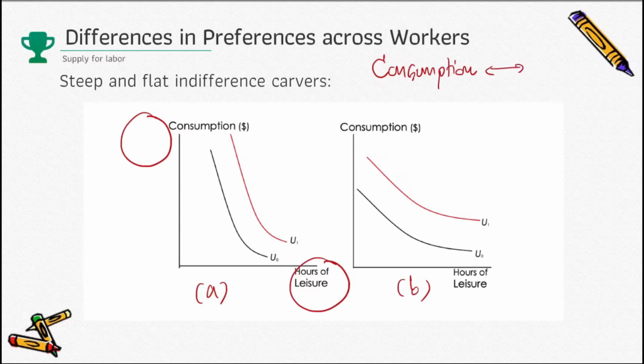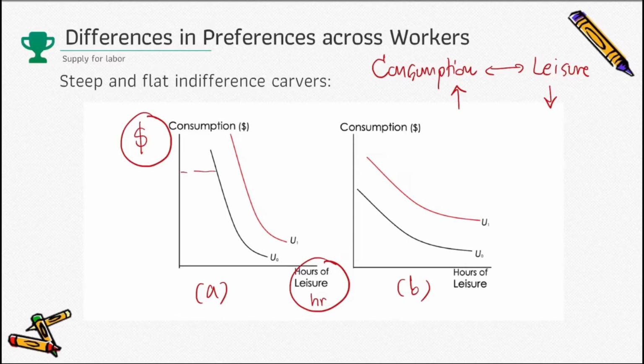Consumption and leisure are competitive or substitutes. If we have higher consumption, we will have less leisure. So in the indifference curve, we show the substitution effect between consumption and leisure. The amount of consumption we measure in dollars, and the amount of leisure we measure in hours of leisure.